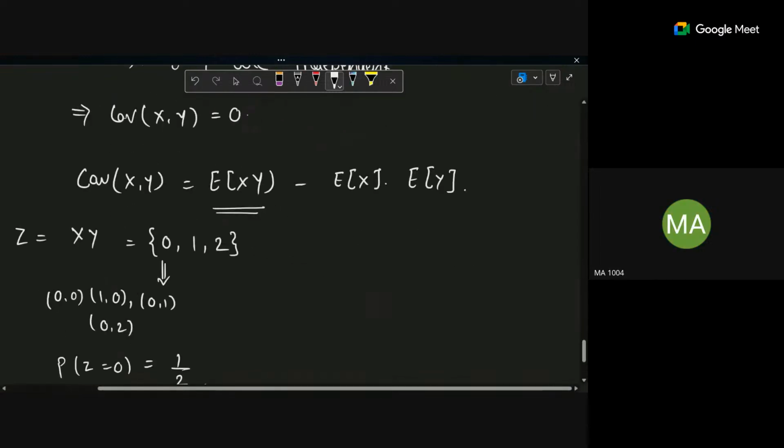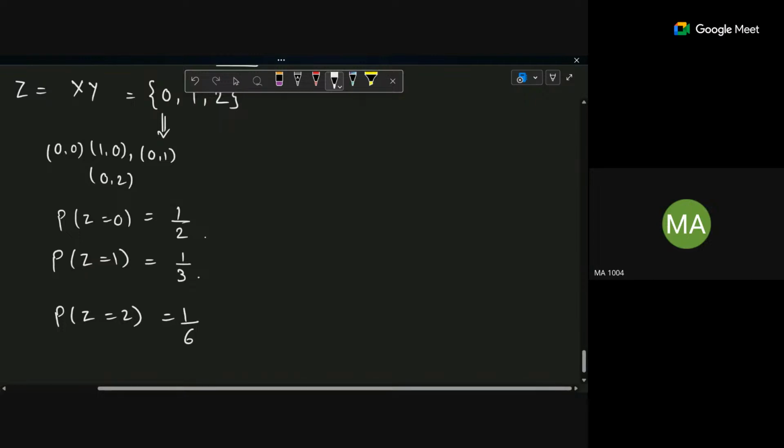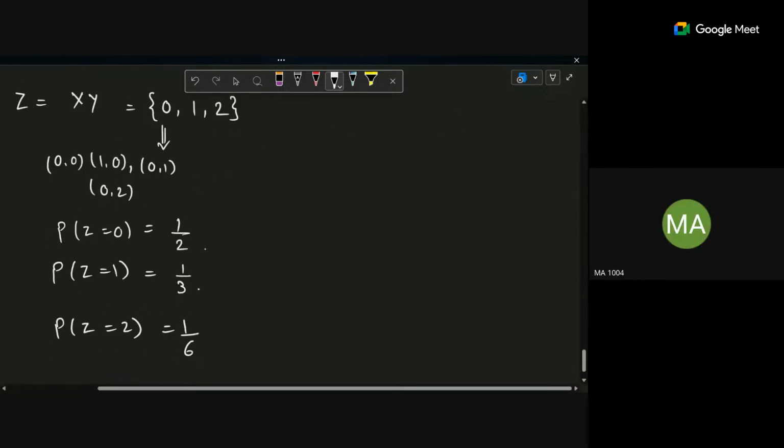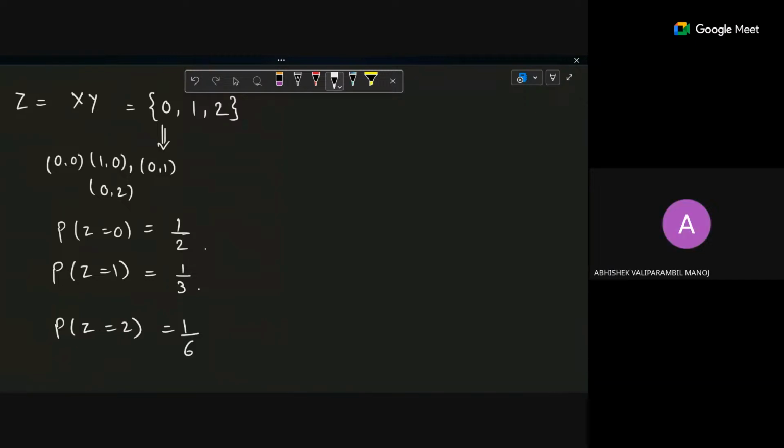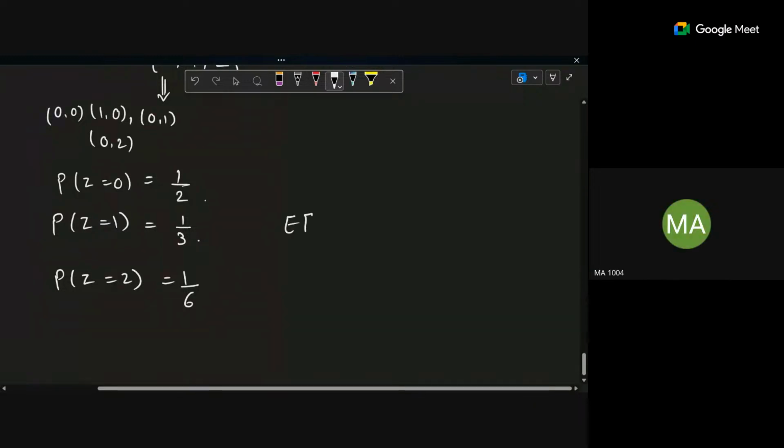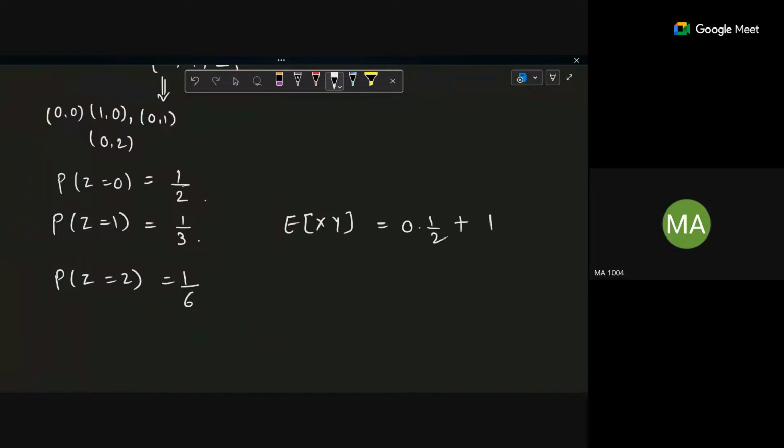Okay. So what is the calculation for expectation of XY? If you go for the expectation of XY, what will be the value? It's 0, and here 1 by 3 plus 2 by 6, right? It's 2 by 3, isn't it? 1 by 3 is 2 by 6. Okay. 2 by 3. Expectation of XY will be, first for the 0, that's 0 into 1 by 2 plus 1 into 1 by 3 plus 2 into 1 by 6, right? So it's 2 by 3. Correct.